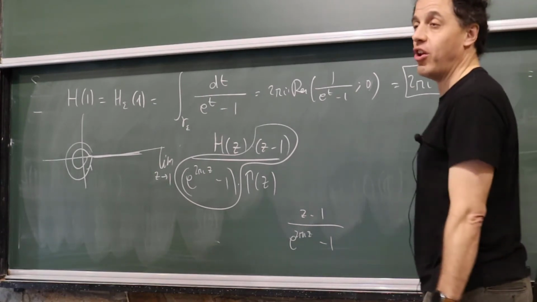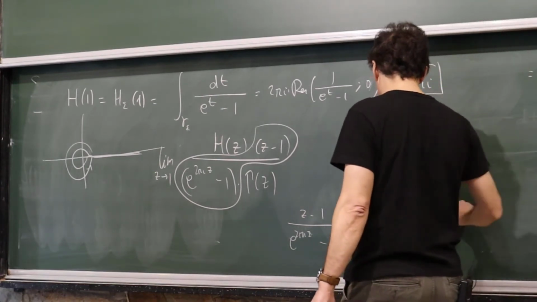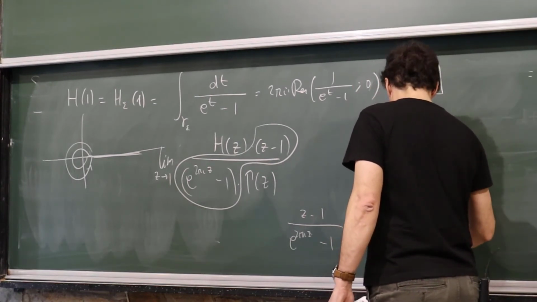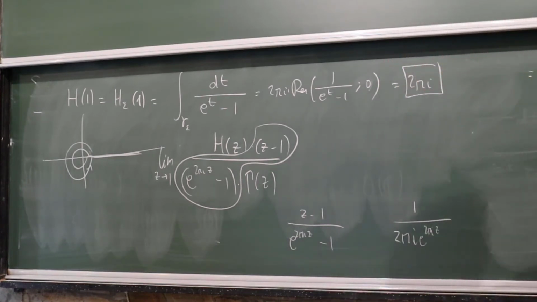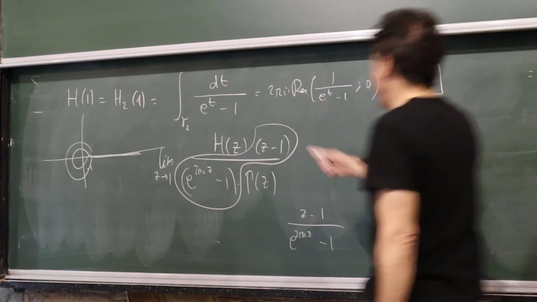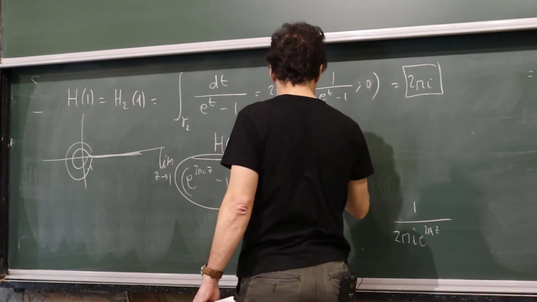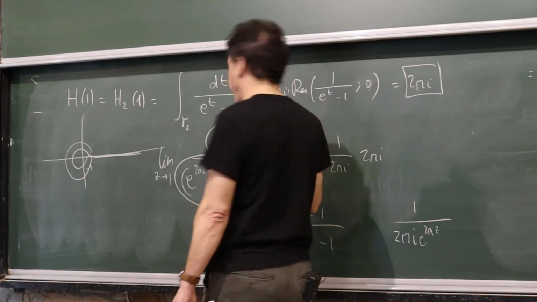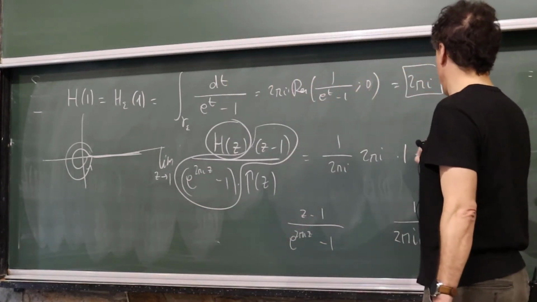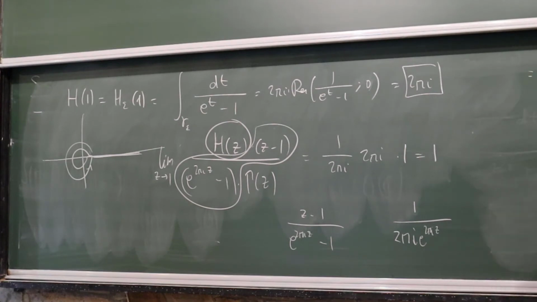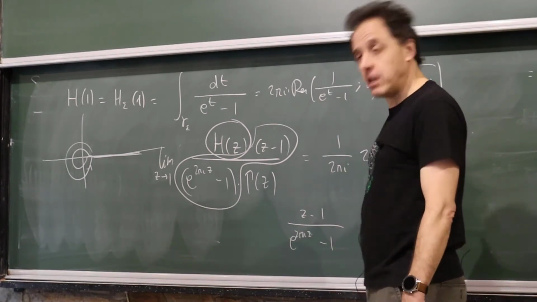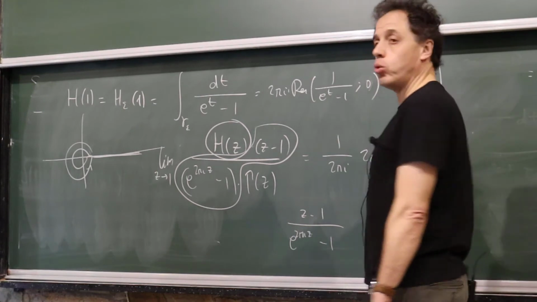You could apply even L'Hopital's rule, and you would have to compute the limit of this expression when z tends to 1, and this limit is 1 over 2 pi i. The value h(1) is 2 pi i, and 1 over gamma(1) is 1. So this limit is 1. So we have obtained that, in fact, this function has a simple pole at 1 with residue 1.